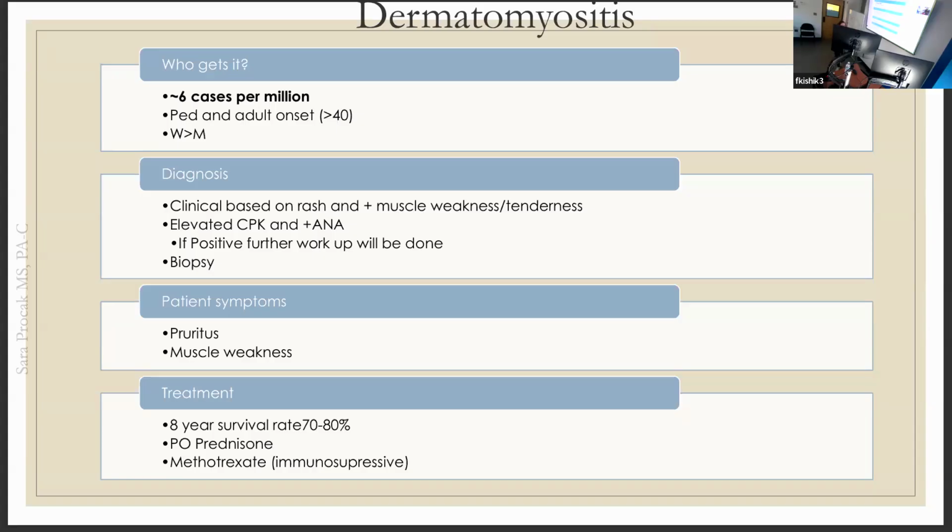Your patient's symptoms: the rash itself is going to be itchy, the Gottron's papules, not so much the heliotrope. But your patient is also going to complain of issues with their axial muscles. So they're going to have issues going from a seated position to standing up or lifting their hands over their head as part of their clinical history. That makes the diagnosis. Treatment for this, there's an 8-year survival rate of 70 to 80%. PO prednisone, immunosuppressives may be needed. Again, rheumatology is really going to be the ones to handle this, so methotrexate might be prescribed for them.